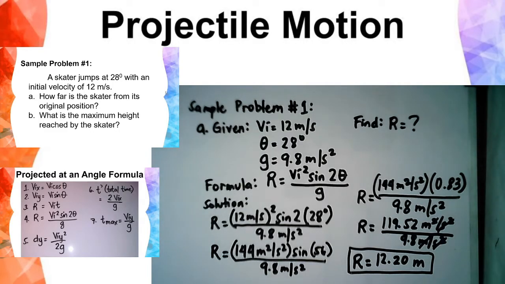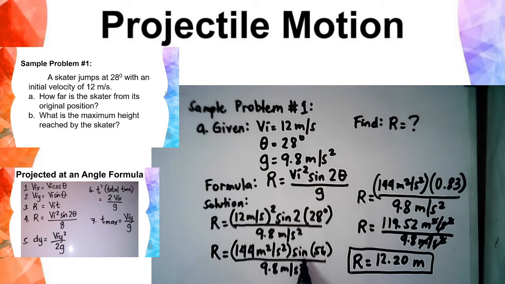Okay? So, balikan po natin kung paano siya isosolve. So, first, you need to substitute the given quantity. So, we have 12 meter per second squared. And then, we have the theta or the angle, which is 28 degrees. Okay? Next, you need to square. So, 12 squared, you will get 144 meter squared per second squared.